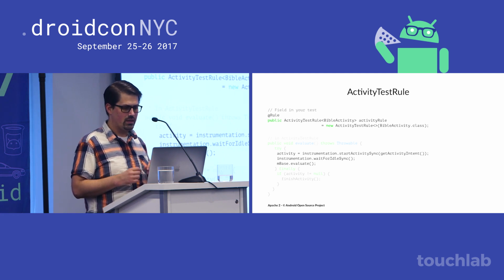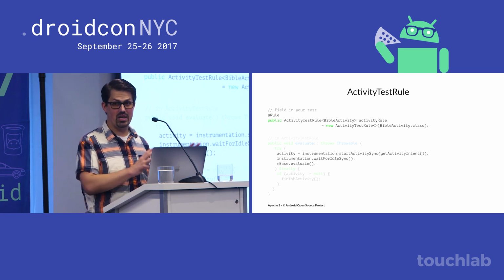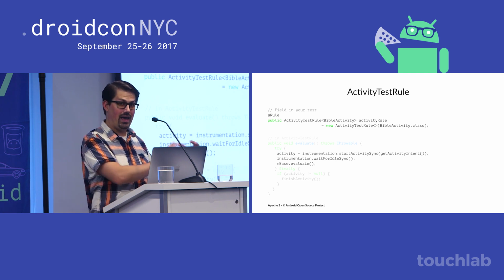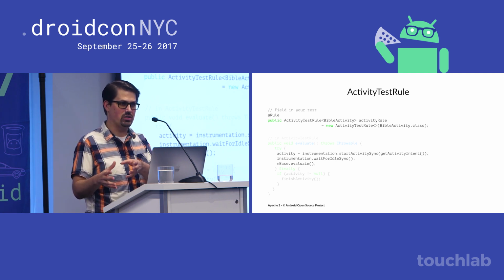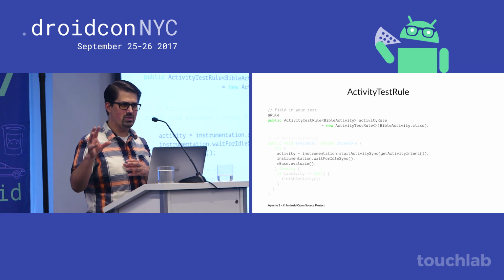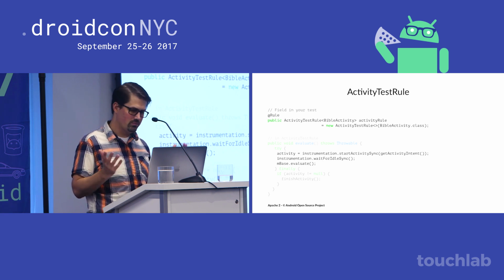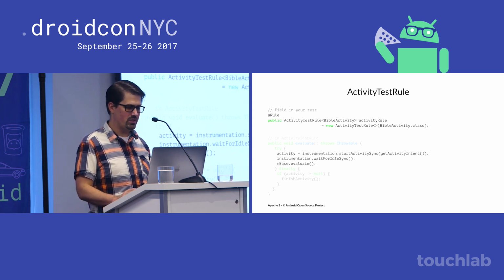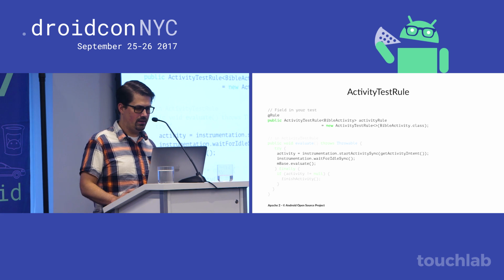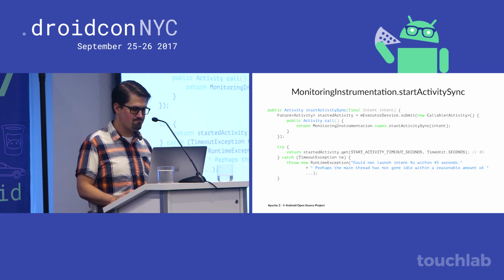The instrumentation is almost like the equivalent of the application in your app, but in your test. You have an instrumentation, which is kind of like this one-per-process object that manages the overall lifecycle of your test. The instrumentation is also your test runner. So it's calling into instrumentation, and it's calling start activity sync, so let's see what that does.